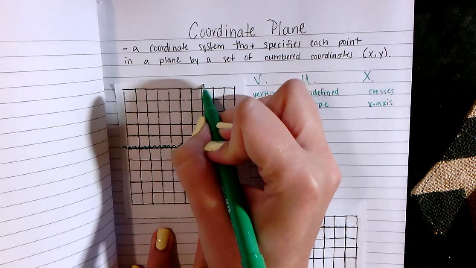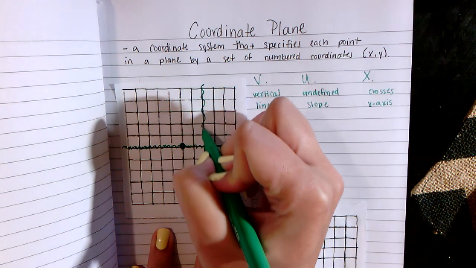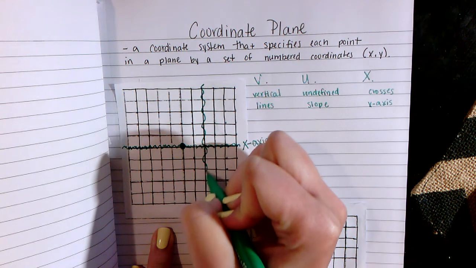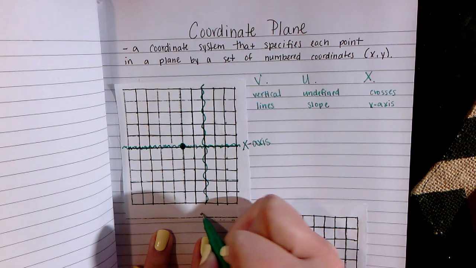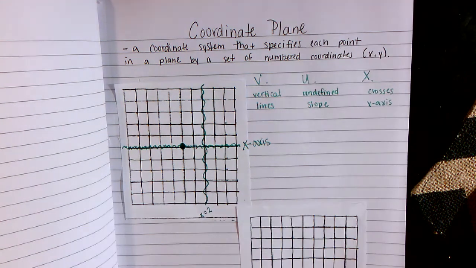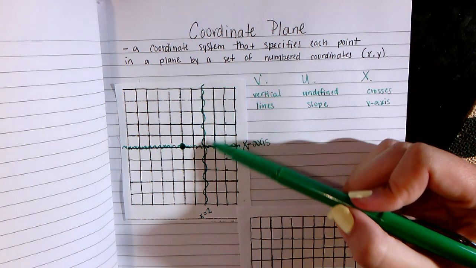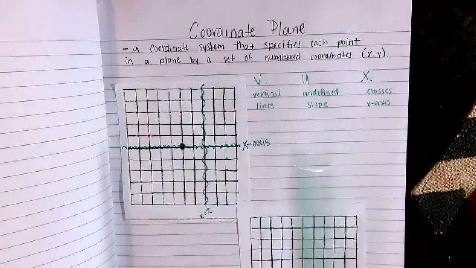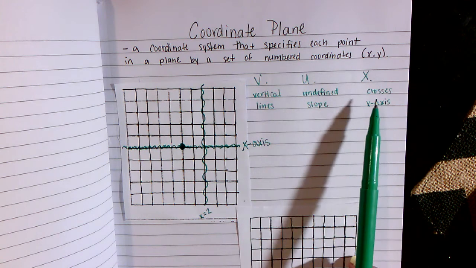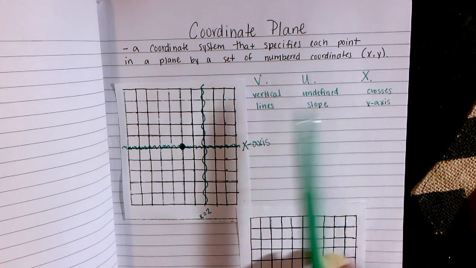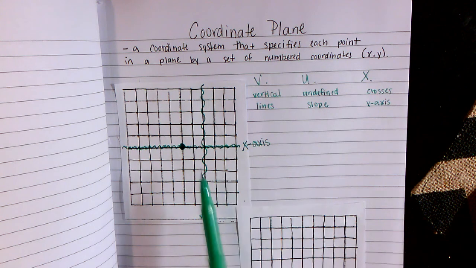So right here, this line is x equals 2. Right, that is the value of 2 on the x-axis. So remember, it is a vertical line, it has an undefined slope, and it crosses the x-axis. That is how numbers on the x-axis should look.